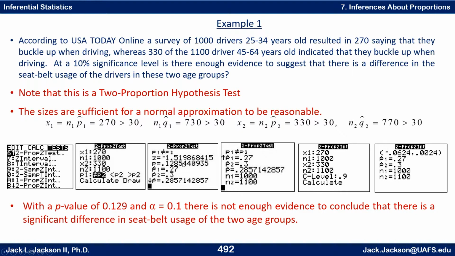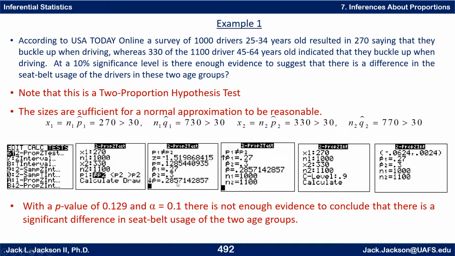And it returns this screen right here, this third one, which tells us it's a 2-proportion z-test. We're testing the alternative hypothesis that P1 is not equal to P2. The z-star test statistic, using the formula I just showed you on the previous slide, is negative 1.51986, etc. The p-value, which is the most important thing that's going to come out of this, is 0.1285, etc. It also tells you the proportion of successes. So the proportion of successes in the first sample at least rounds off to 0.27. Actually, it's exactly 0.27. It's 270 divided by 1,000. And 330 divided by 1,100 turns out to be exactly 0.3. So 30% of the older drivers say that they buckle up, whereas 27% of the younger ones.